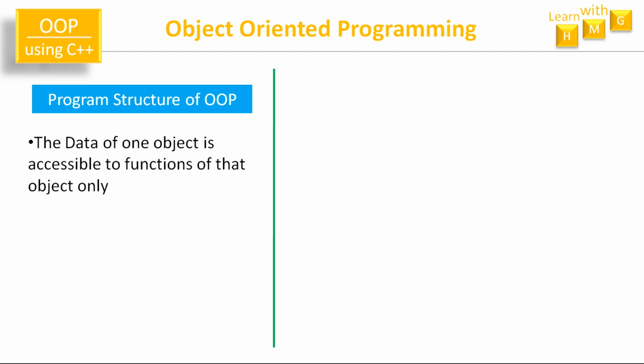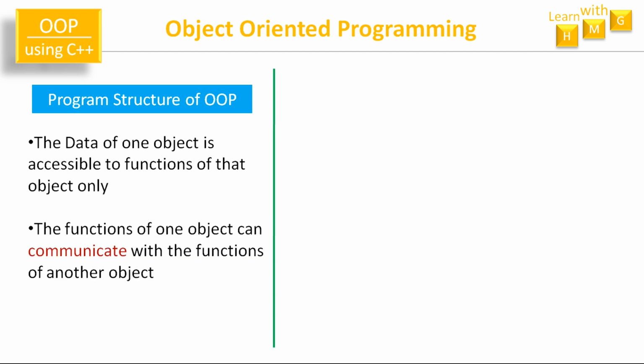So the data of one object is accessible to functions of that object only. Whatever data is available in that object and the functions that are there, the functions can access the data of that object only. It cannot access the data of another object. That is another meaning. The functions of one object can communicate with the functions of another object.